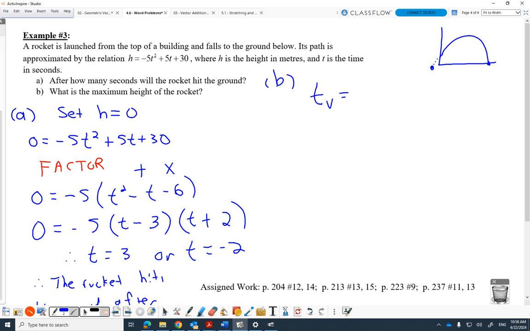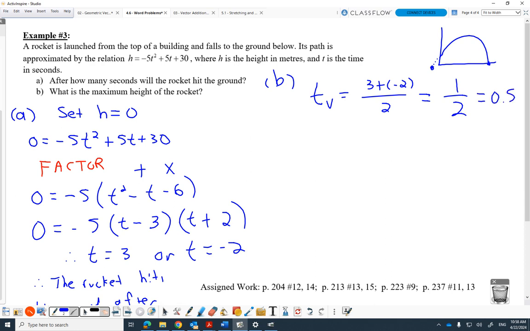I really like putting a v there. It really helps me to think, okay, I now want the t value of the vertex. That'll be halfway between the zeros. So 3 plus negative 2, over 2. And 3 plus negative 2 is 1. I get 1/2 here. You want to go 0.5? I think decimals are allowed here. It's only going to be 0.5s anyways. Now I've got the t value of the vertex.